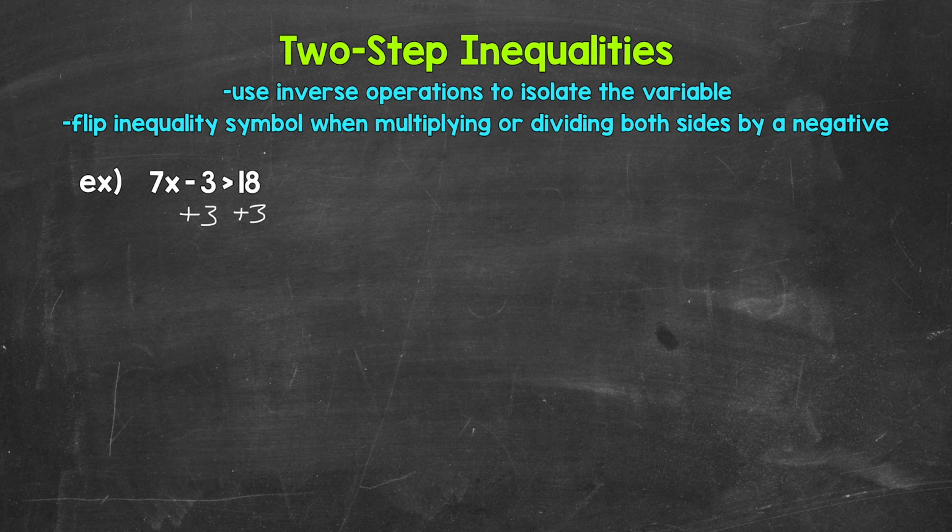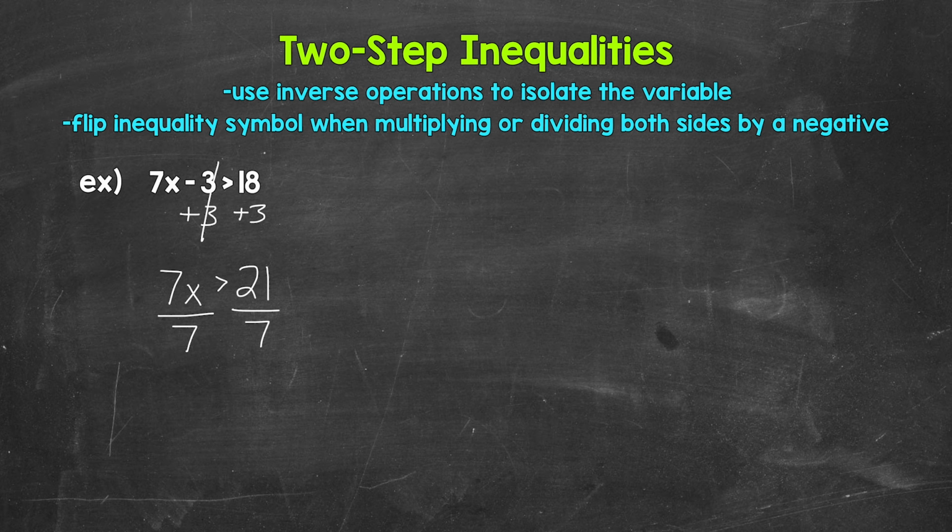Now, as far as the left side, these 3s cancel each other out. So we have 7x is greater than, and then on the right side, 18 plus 3 gives us 21. So now we have 7x is greater than 21. 7 times x is greater than 21. So now we need to undo that multiplication using the inverse operation. That's division. So let's divide the left side by 7. That means we need to divide the right side by 7 as well.